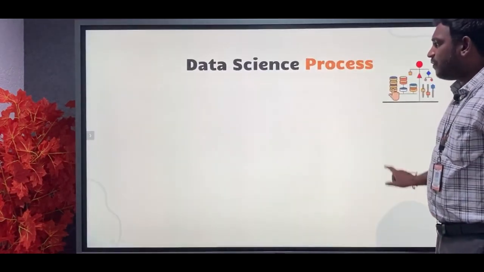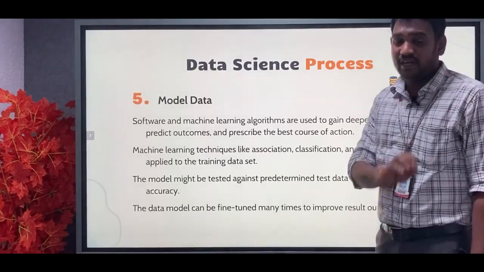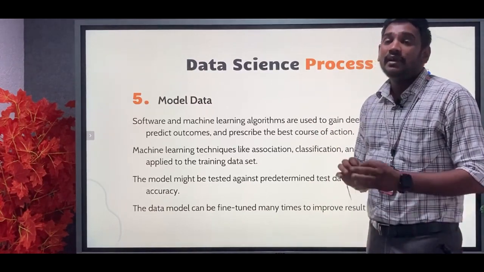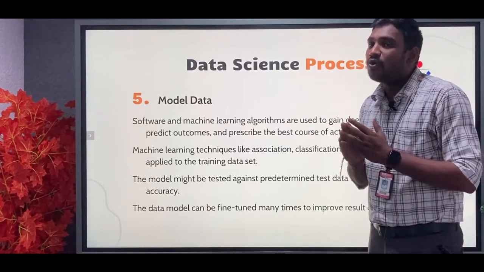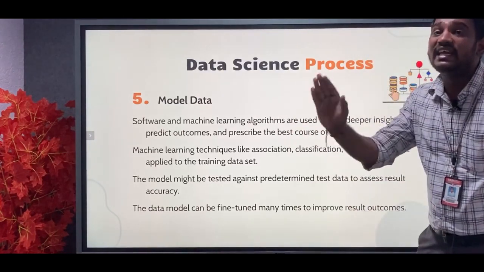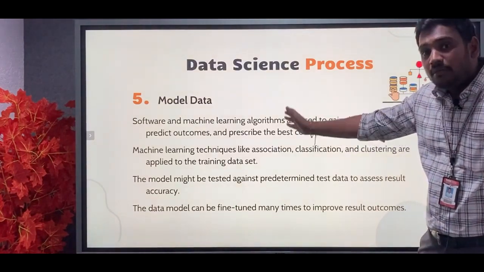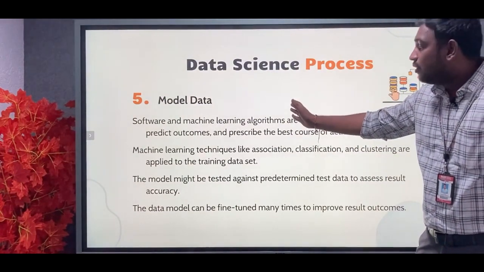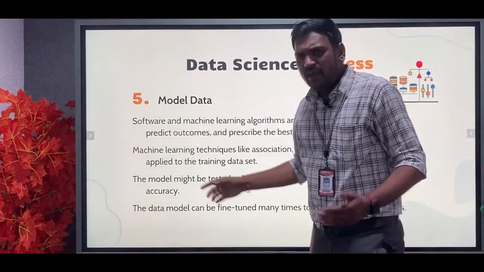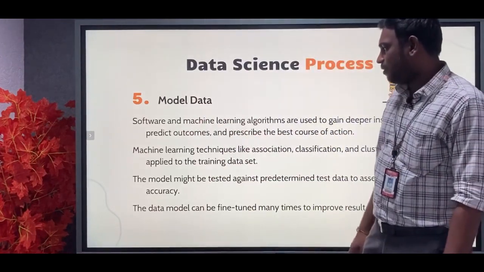Next, the fifth step, modeling data. Modeling data is nothing but you have to implement data modeling algorithms. Mostly machine learning algorithms are applied to model the data. So you got the data and you understand what to do. Now you have to apply some algorithm to get patterns. Why do you need patterns? You need patterns to enhance your business. Always keep that in your mind.